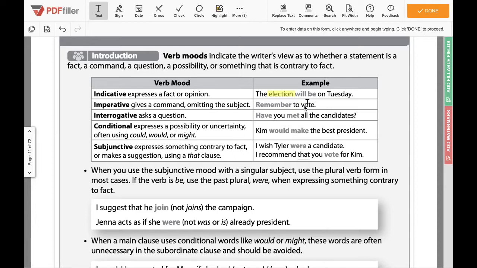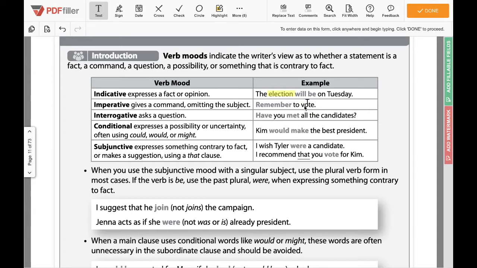The next one is the question, which is interrogative. This one is probably the most simple one. It just asks a question. That's it. Have you met all the candidates? Are you going to the store? Have you gone to the store? Are you going to the dance? That sort of thing. It's just asking a question. The interrogative verb mood just asks a question. That's it.